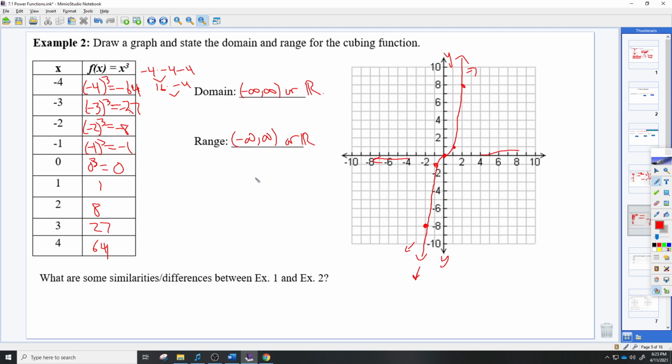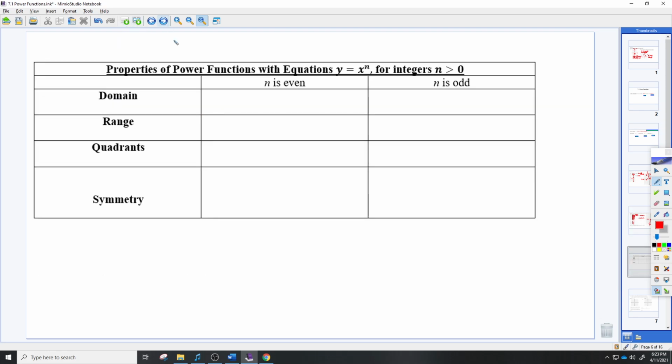Domain and range is the same. So this is kind of summarizing: no matter what number you have, whether n is even or odd, they all look the same. So even would be like x squared, x to the 4th, x to the 6th. You can go up as high as you want. X cubed would be odd, x to the 5th, x to the 7th, and so on.